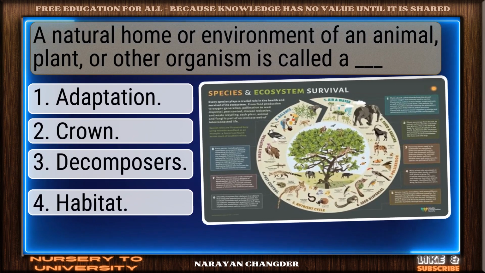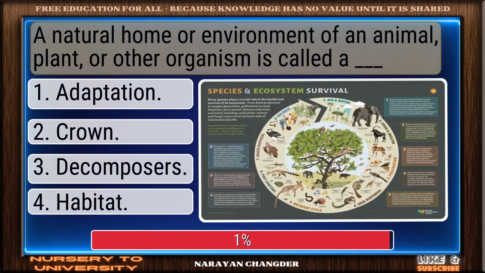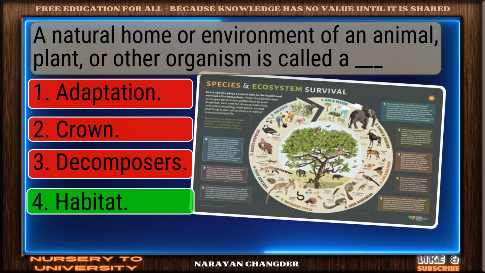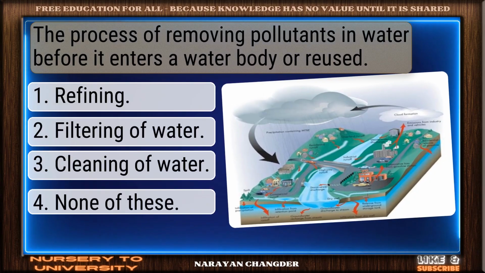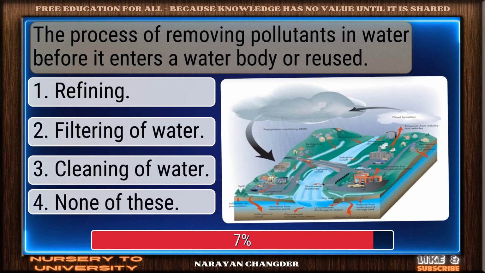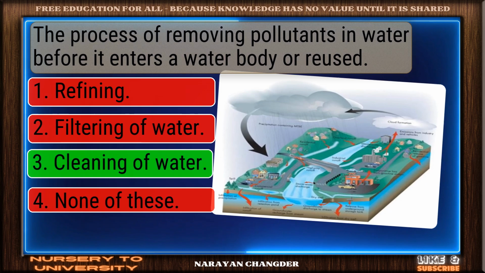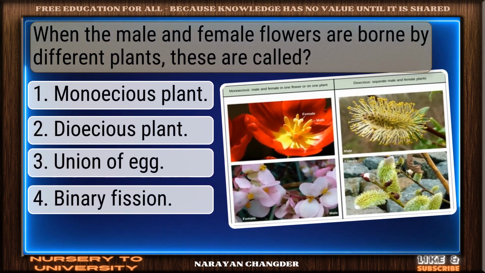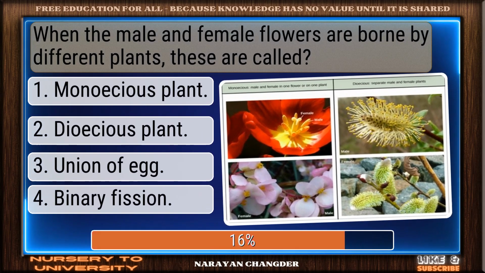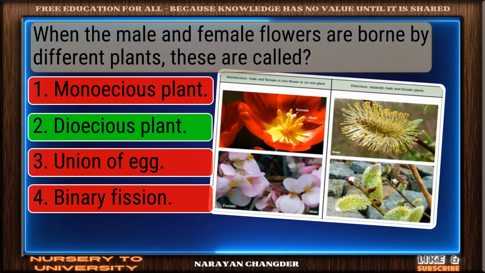Question number 27. A natural home or environment of an animal, plant, or other organism is called a dash. Nicely done. Habitat is a solid answer. Question number 28. The process of removing pollutants in water before it enters a water body or is reused. Great thinking. Cleaning of water is the right choice. Question number 29. When the male and female flowers are borne by different plants, these are called. Great job. Dioecious plant is the accurate answer.